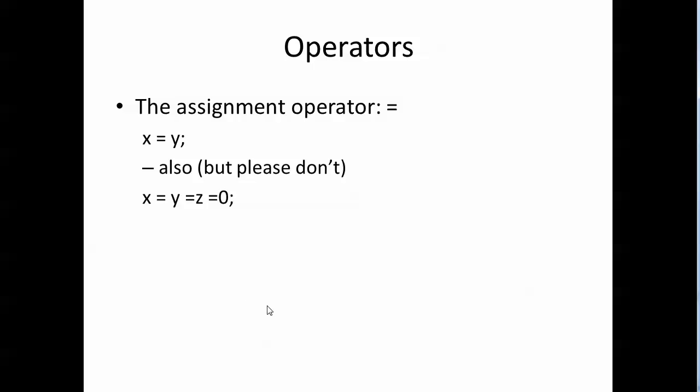So the first one you need is the assignment operator. It's just the equals symbol. So if you want to assign the contents of y to the contents of x, x equals y. It's also legal in C++ to string multiples of these on a single line, but don't do it, just like we don't want to declare them all on a single line.